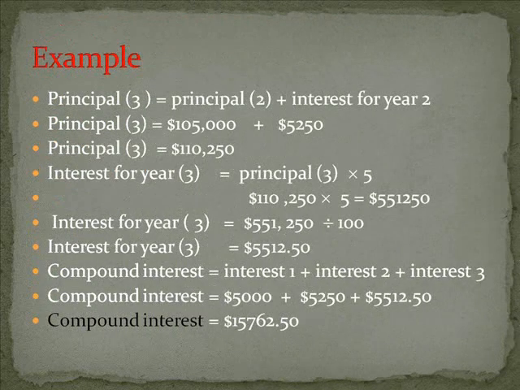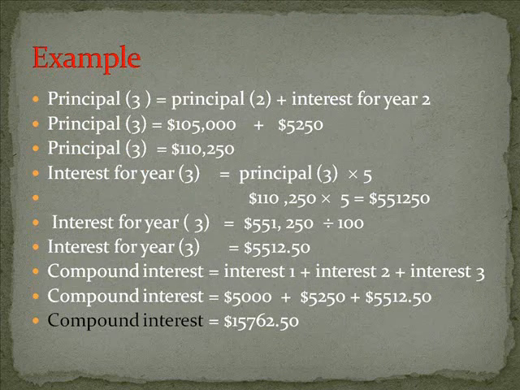Alright, how do I find the principal for the third year? Simple. I simply add the principal for the second year to the interest for the second year. So the principal for the second year is $105,000, which I then add to the interest for the second year, which is $5,250. So when I add both those numbers, I will get the principal for the third year, which is $110,250.